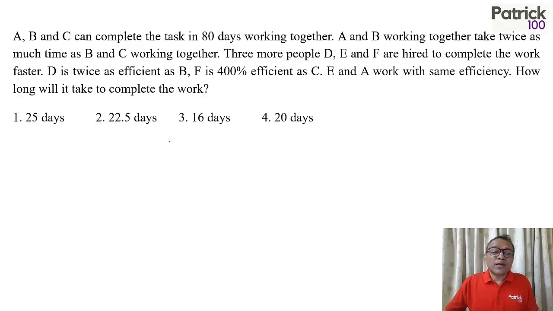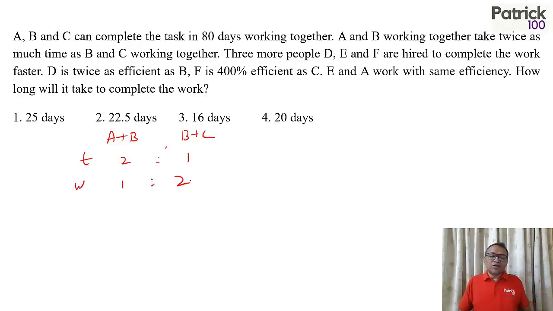A and B working together take twice as much time as B and C working together. So time taken is 2:1, so work done is 1:2. I mean, efficiency of work done is inversely proportional to time. If you're taking more time, you'll do less work. Then 3 more people join and they're given the efficiency.